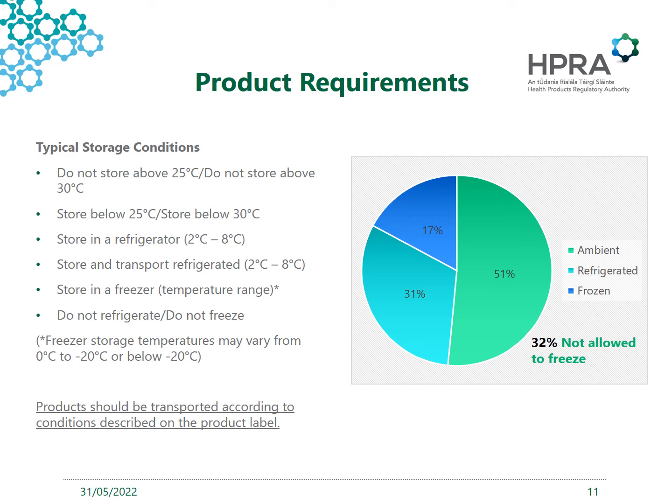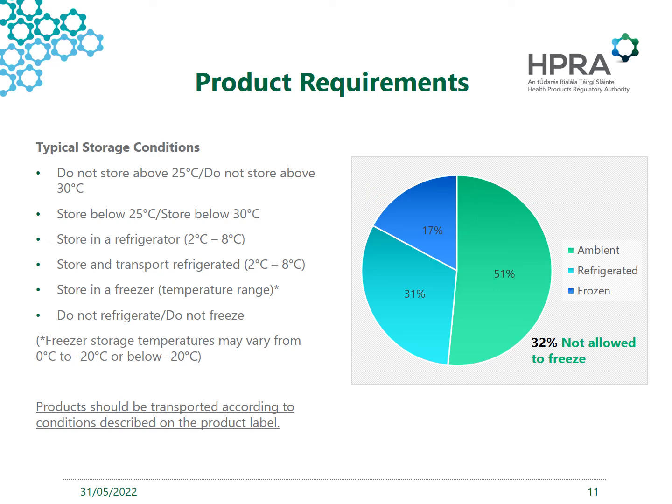Where can the storage requirements be found? These can be found on the outer carton, on the product label, or in the product information. Some of the typical storage requirements are depicted on the slide. For example, if your product states do not store below 25 degrees and do not refrigerate, this means you have a temperature range of 8 to 25 degrees in which your product should be stored and transported.